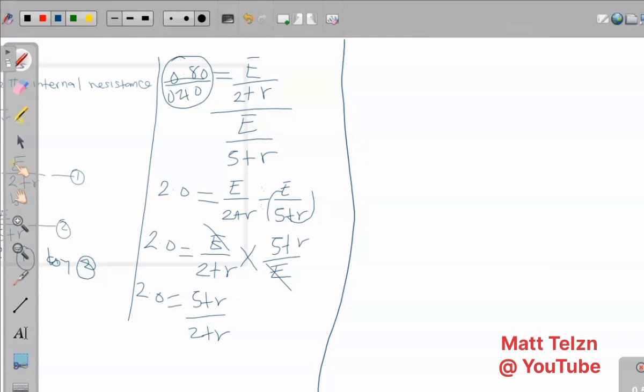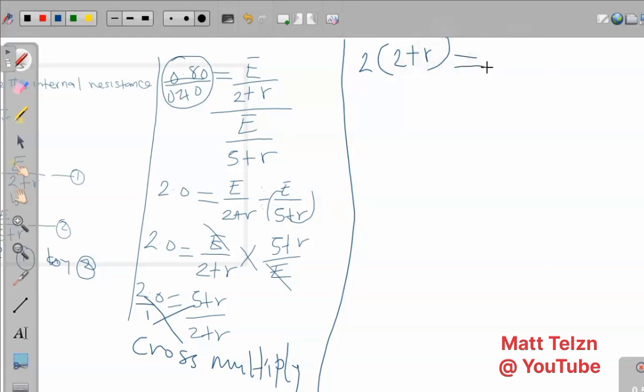Alright, the next thing is we are going to cross multiply. You cross multiply, that is, this one will multiply this. This one is over 1, so this one will multiply this. So what I have is 2, open bracket, 2 plus r, close my bracket, equal to 5 plus r. Alright, so I'll open this bracket, so I have 2 times 2, which is 4. 2 times r is plus 2r equal to 5 plus r.